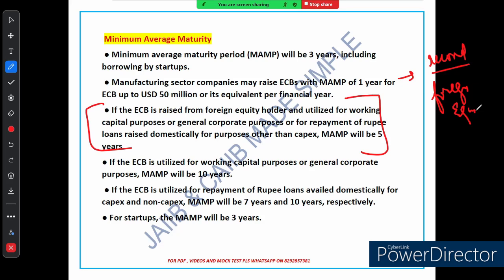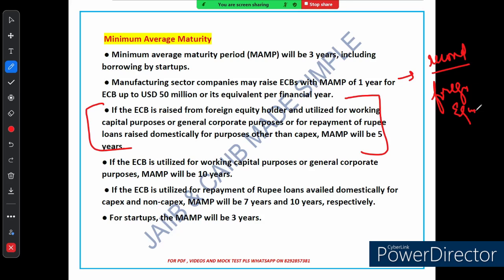So you can raise money from this foreign equity holder, and you can also use this money for working capital purposes, for general corporate purposes, or repayment of rupee loan raised domestically for purposes other than capex. And in such a case, you will have 5 years to pay back the loan. That is what has been explained.